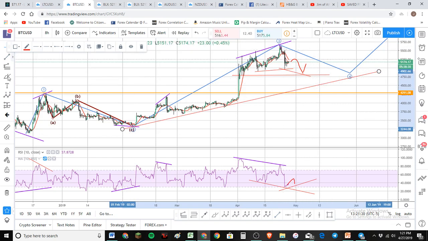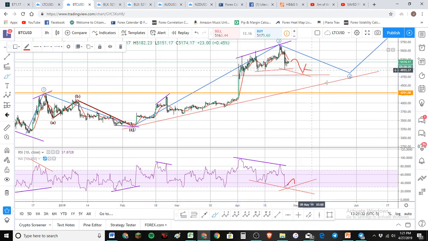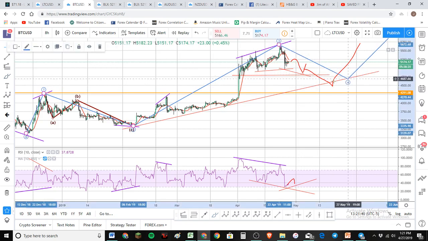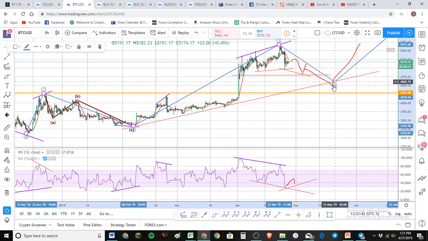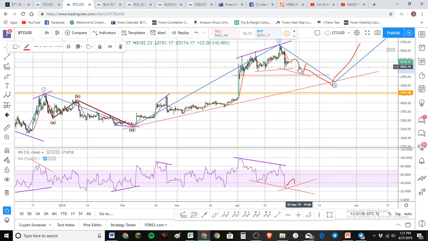Now, the other possibility, and you've got to remember that price could come on down here, and then go on up from there, which you can see in my 4 wave. That's exactly what I have drawn, and that's kind of what we're looking at. I think it's too early to say we're going back up. I think we've still got some work to do to the downside, and that's what I'm looking at.